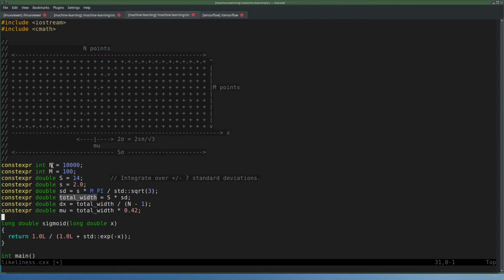Let's check this again. N is the number of points. M is the height. S is the total width in standard deviations, excusez-moi. Standard deviation is pi over the square root of 3 times s. I picked s as 2, so that should work. Dx is the total width divided by n minus 1. And mu is just somewhere in the middle of the total width. That also means now that the beginning here is x is 0, right?